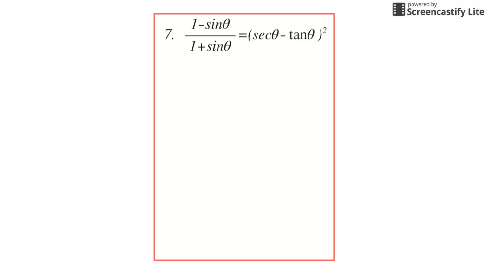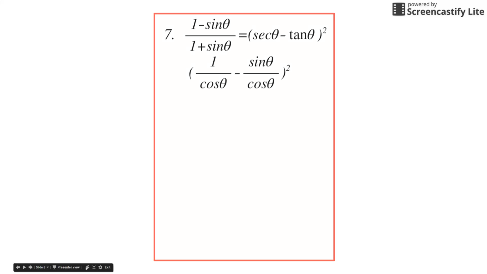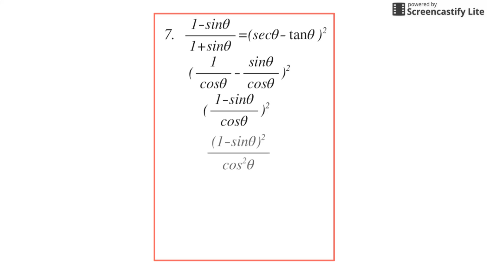In our final problem, the right side is more complicated. So first we will separate the cosines and sines. We'll see that they have a common denominator of cos, so you can combine them, and then separate the squared, so you can see that you have a cos squared separately in the denominator, and a 1 minus sine quantity squared in the numerator.